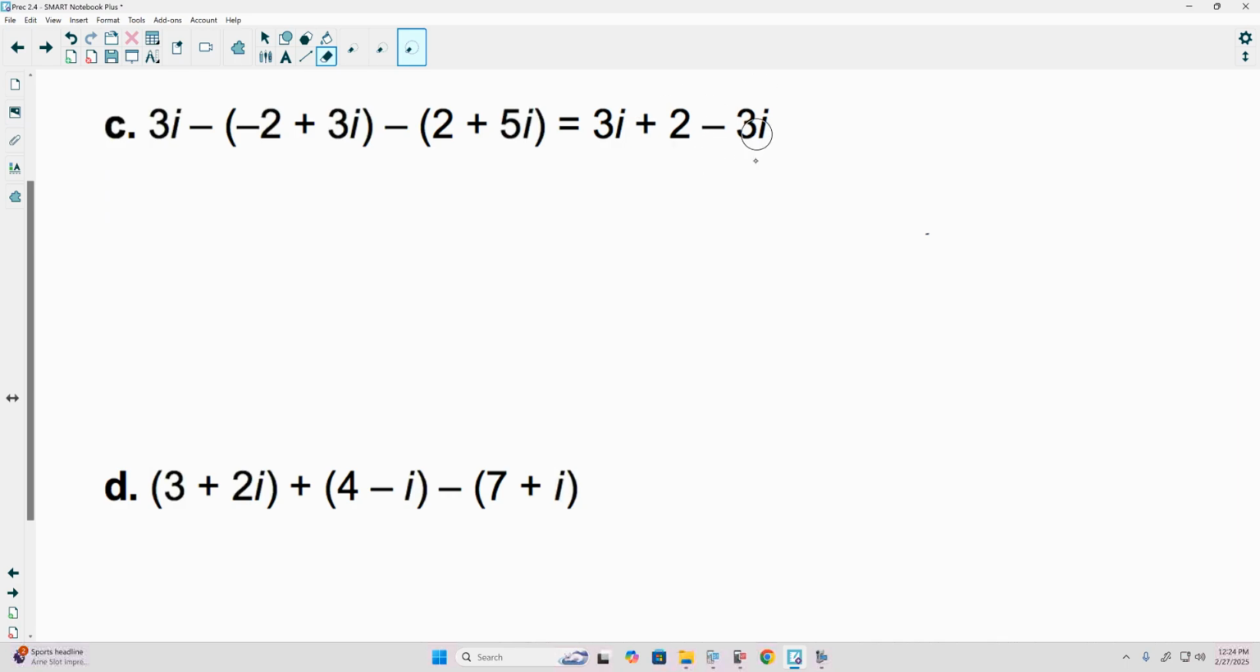So again, the first thing we can do is drop the parentheses. Now for both of these, we have to distribute that negative through. So negative 2 becomes positive 2. Positive 3i becomes negative 3i. Positive 2 here becomes negative 2. Positive 5i becomes negative 5i. Here 2 minus 2 is going to be 0. 3i minus 3i is 0, leaving us with negative 5i.